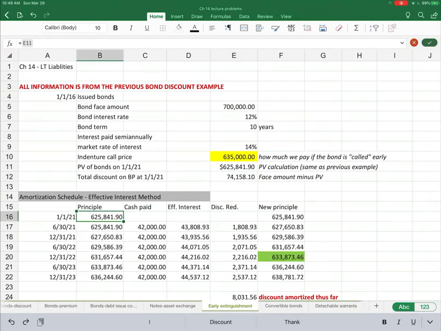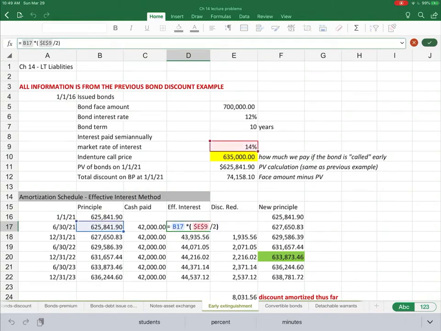I created this amortization schedule to show what would have happened over those first 2 years that we would have had that bond outstanding. On January 1st, we had the bond outstanding with a principal value of $625,000. On June 30th, we would have made our first interest payment. The interest payment would have been $700,000 times 12% divided by 2. The amount of interest expense that we would have recorded would be the outstanding value of our bond times the market rate of interest.